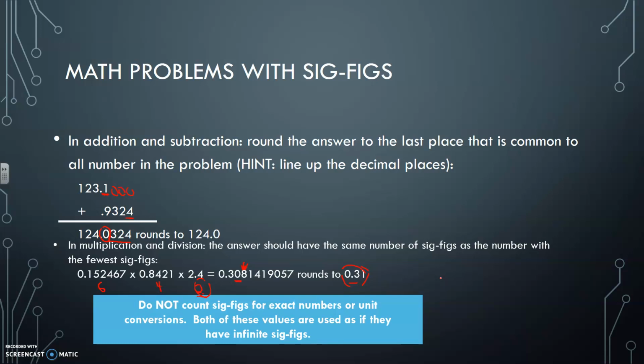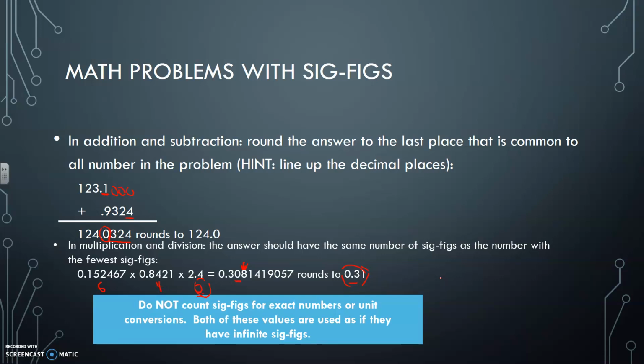And then when you are doing these calculations, you will not count sig figs for exact numbers or unit conversions. So when you're doing unit conversions, it's actually pretty easy to do your sig figs because the only number that's actually going to count is the number that you're given in the problem. Okay, so that's the only one that you're going to count the sig figs for, and then that will just translate straight to the answer.